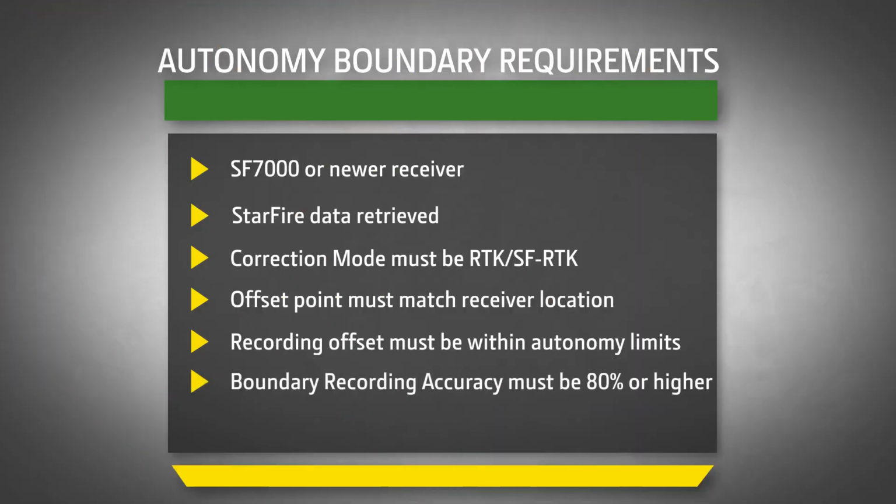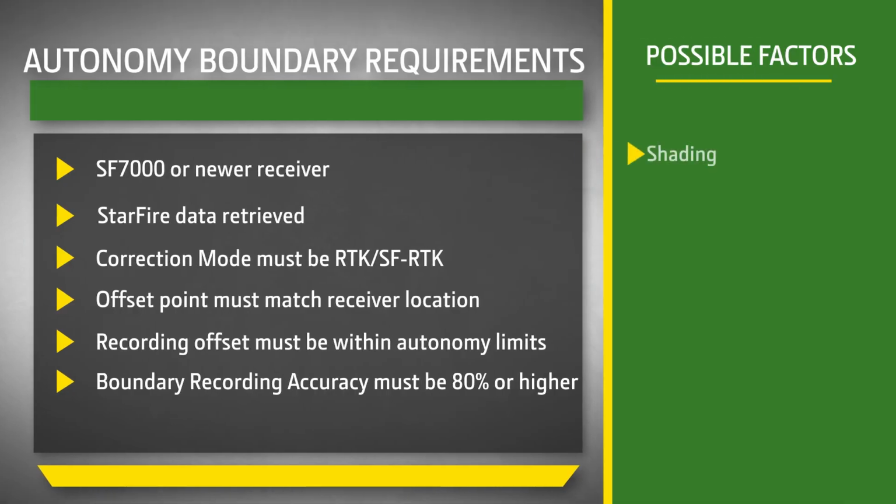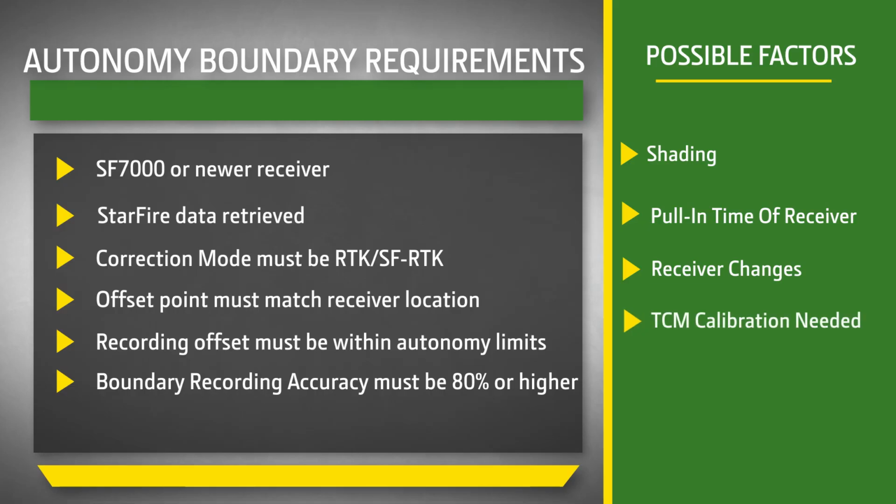Additionally, boundary recording accuracy must remain above 80%, and it is important to note that boundary recording accuracy is not the same as Starfire accuracy. Boundary recording accuracy can be affected by a number of factors, including shading, pull-in time of the receiver, any changes in mounting direction or connection of the receiver, or the need for a TCM calibration.